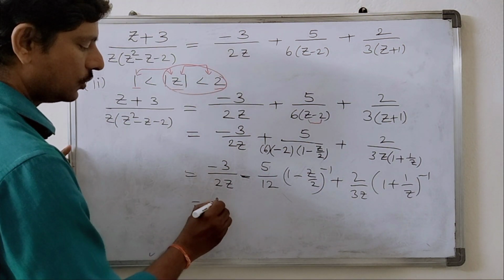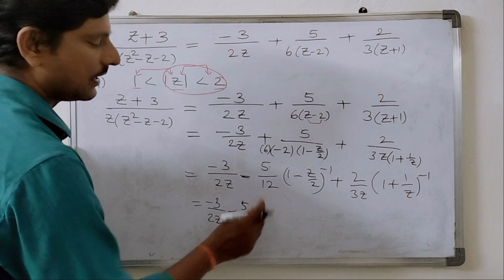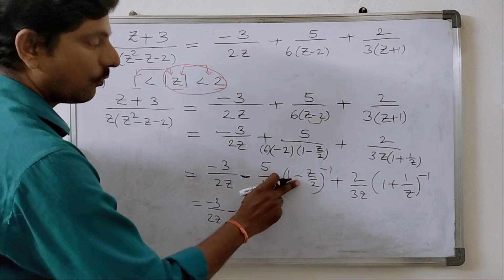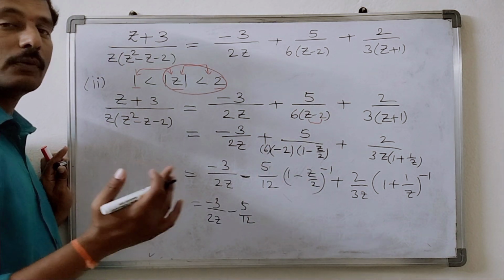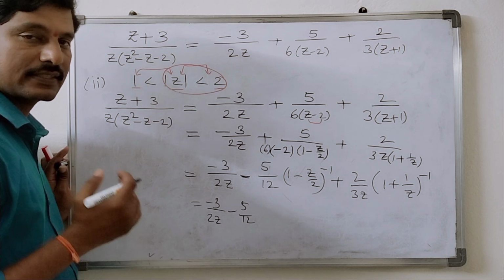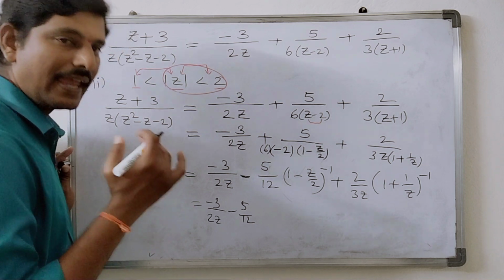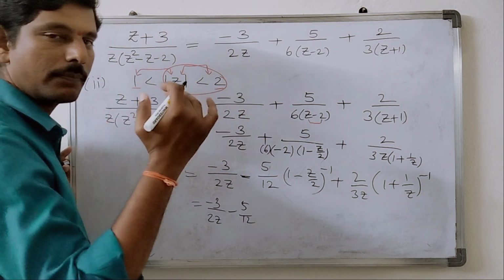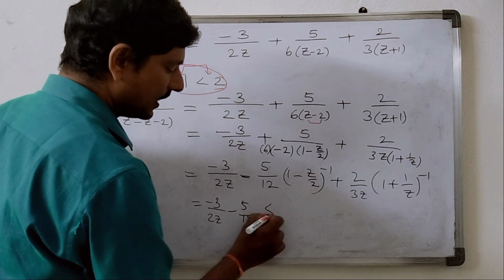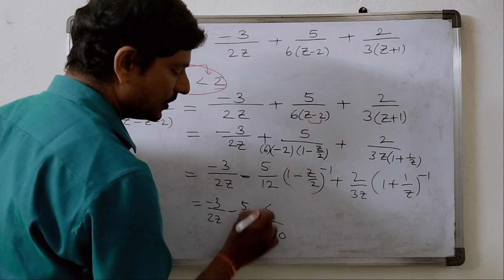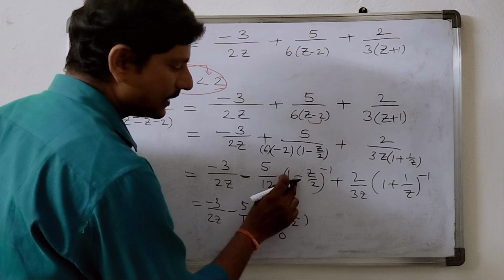Now this is minus 3/2z. Already we discussed in the previous class, this is the expansion of (1 minus x) whole power minus 1. What is (1 minus x) whole power minus 1? In short form, sigma n equals 0 to infinity x to the power of n. What is in the place of x here? z by 2. So directly you can write it in short form, n equals 0 to infinity (z by 2).